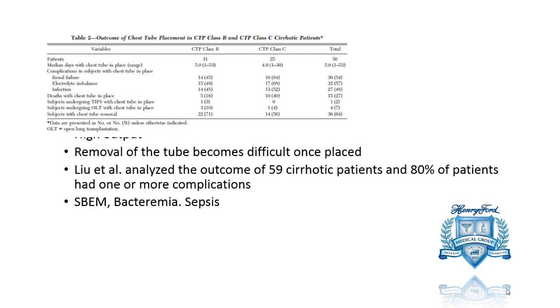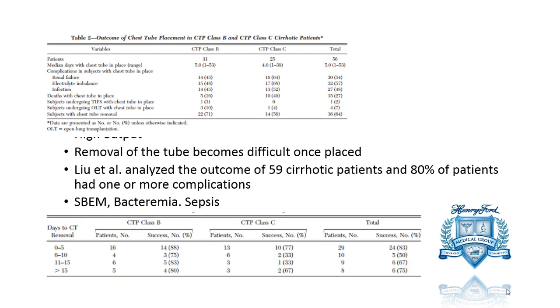And the results are over here, where it says the median days with the chest tube in place is 5. However, if you look at the ranges, from 1 all the way to 53 days. The same applies for those with class C; the range was from 1 to 39 days. And most of these patients did die from bacteremia and sepsis, and there were probably 2 patients that had spontaneous bacterial empyema.